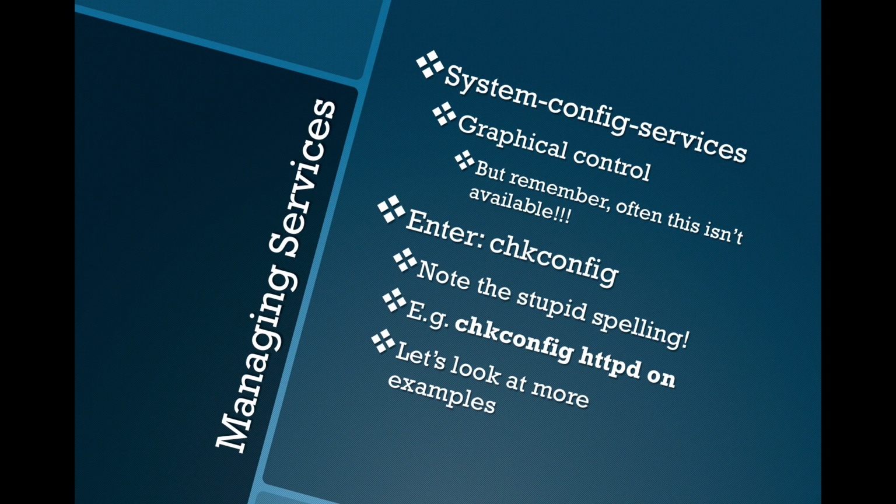But think about this with me: what happens if we don't want things to be the way they're set up by default? What if we need to change it? What if we don't want something to start at run level 5 that's currently started, or vice versa? Well, this is where chkconfig comes in.